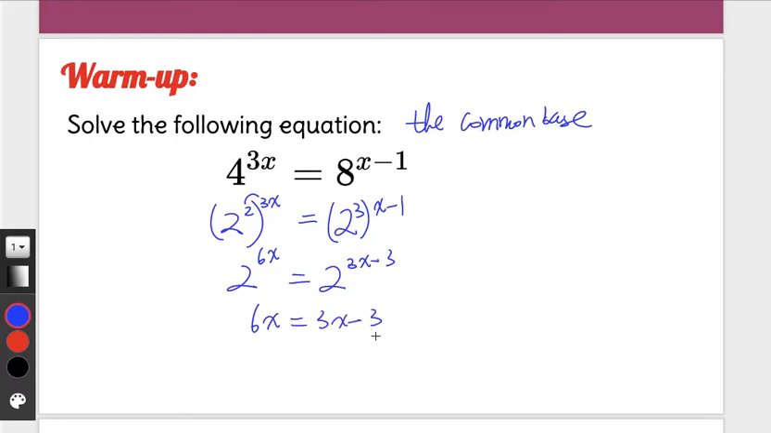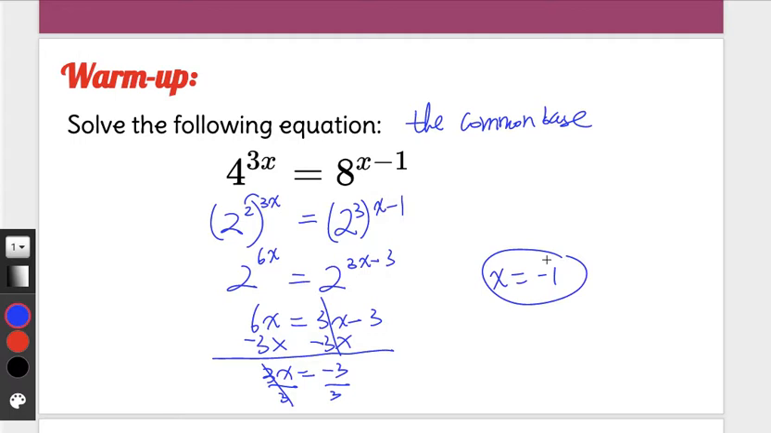Now, same base, same exponents. So now we just solve the equation in the regular way. 3x equals negative 3, we divide by 3. And x will be negative 1. And that's it. That's going to be our answer for this one. So again, if you solved it on your own, you can definitely compare your answer now to see if you have the same answer as mine.